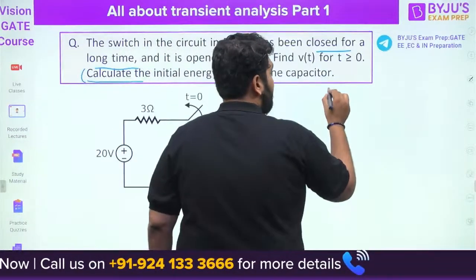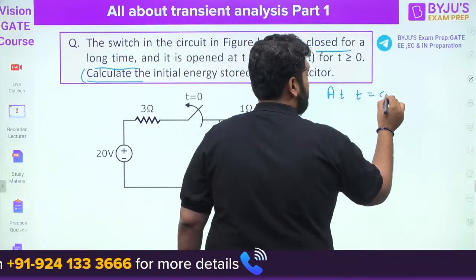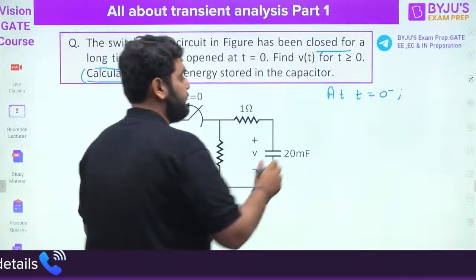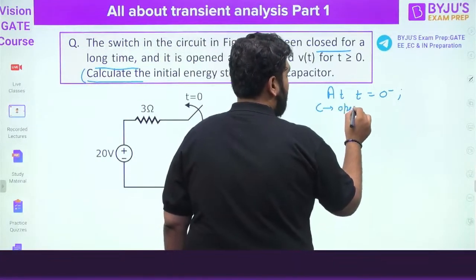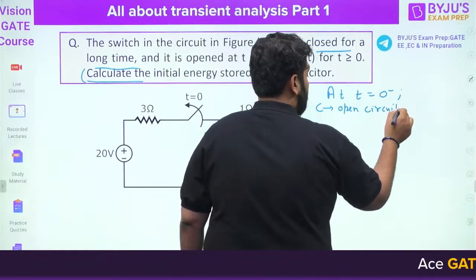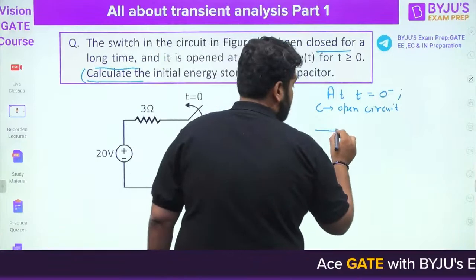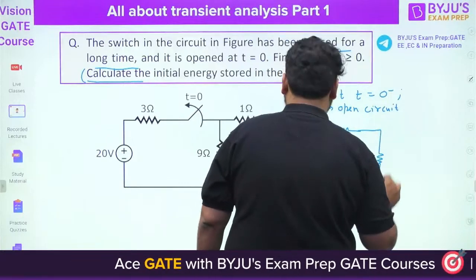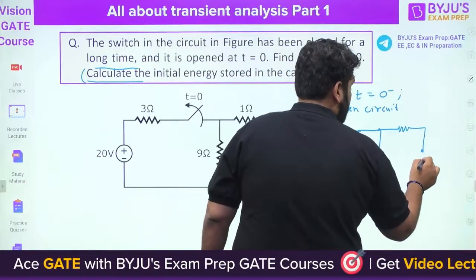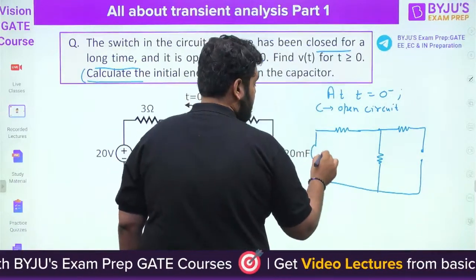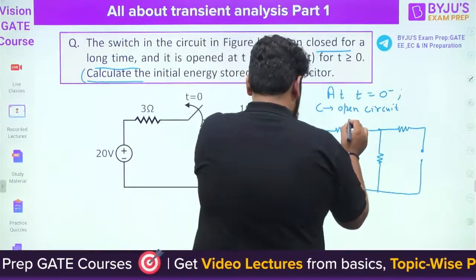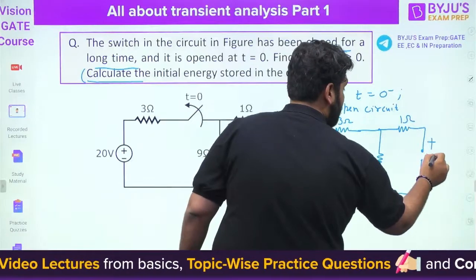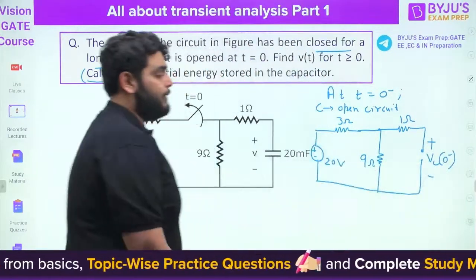So I will draw the circuit at t equal to 0 minus. At t equal to 0 minus, which is a steady state, the capacitor will be open circuited. So if I redraw the circuit, the switch is closed. Look, the switch opens at t equal to 0, so at 0 minus the switch has been closed. So the circuit will be like this, with 3 ohm, 9 ohm, 1 ohm. I need to find the capacitor voltage at 0 minus.